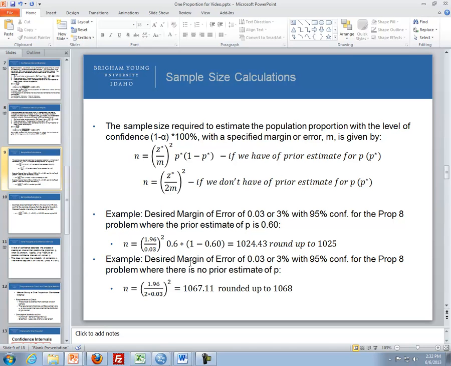The other example, the desired margin of error is 0.03 or 3% with a 95% confidence interval for the Proposition 8 problem, where there is no prior estimate of p. Then we use a second formula where we take 1.96 divided by 2 times the specified margin of error, which is 0.03. We square that and we get a number of 1,067.11. We round that up to where we get a sample size of 1,068.